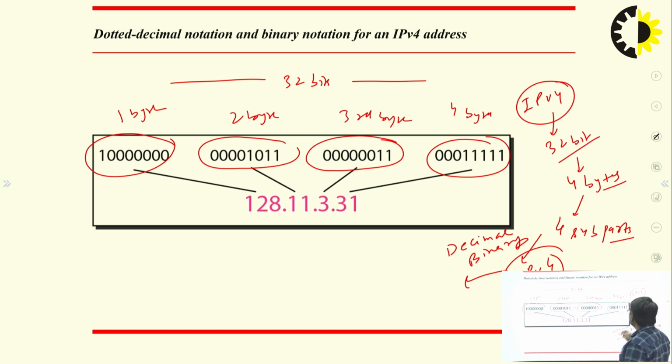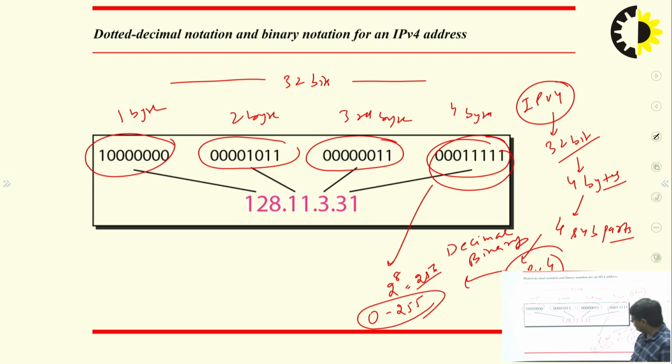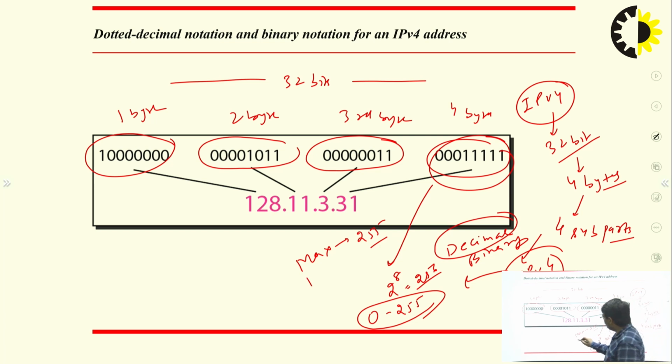As each subpart is of 8 bits, the maximum value is 2 raised to power 8, that is 256. So the value that can be assigned is 0 to 255. Whenever we use decimal notation, the maximum number that can be used to represent the IP address is 255, and the minimum number is 0.